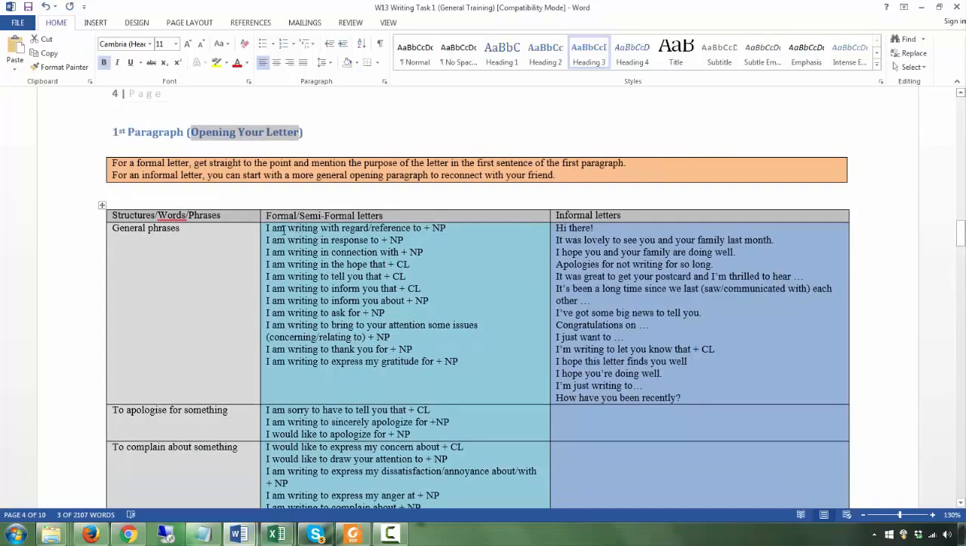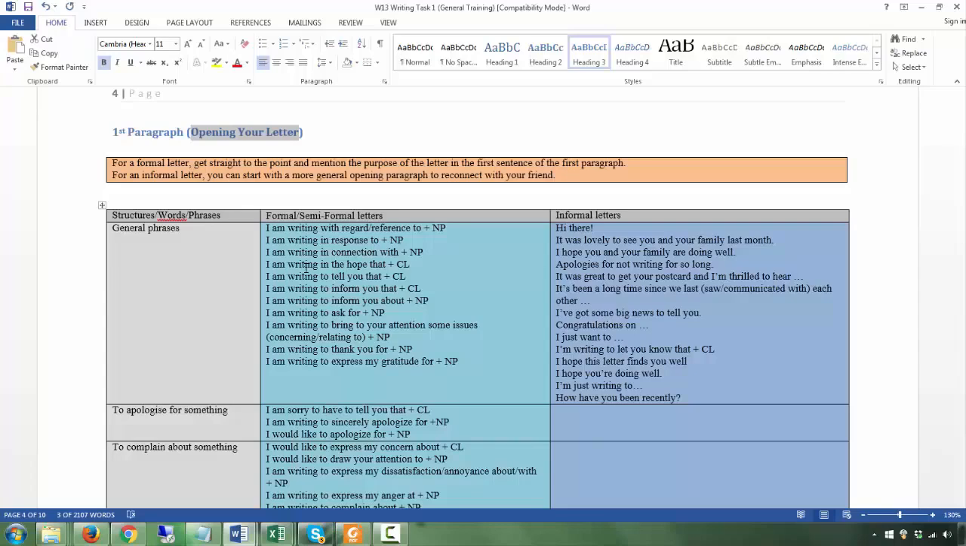So for formal or semi-formal, depending on the purpose, you get straight to the point. When you're writing a formal letter, you get straight to the point, because if you're writing to someone you don't know that well, they don't have time for you, in a sense. You're not going to catch up with them. They may not know you. They just want to know, okay, what is this person writing about? What is the reason for writing?